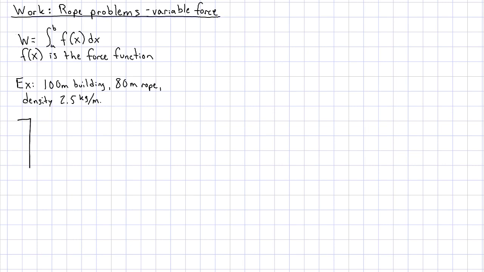So I have here my building. I've got my rope, which hangs down 80 meters. And then the height of my building is 100. I'm sorry, this drawing is not exactly to scale, but bear with me. So this is my scenario. We are going to calculate the work to lift the whole rope up the building and kind of coil it along, I guess, at the top of the building.